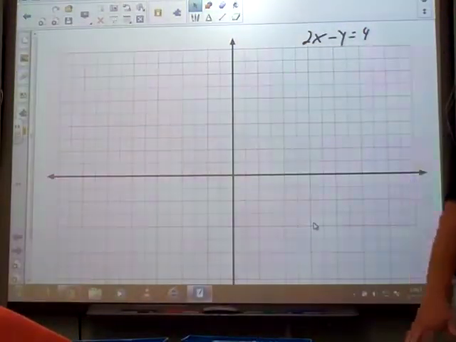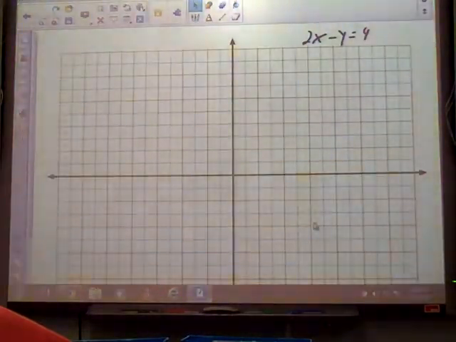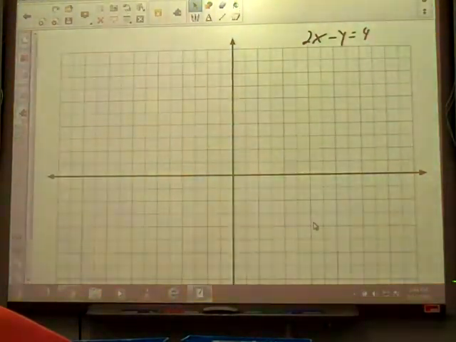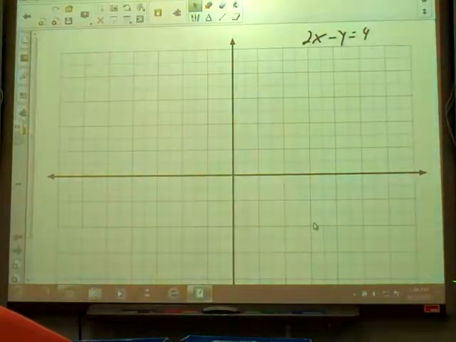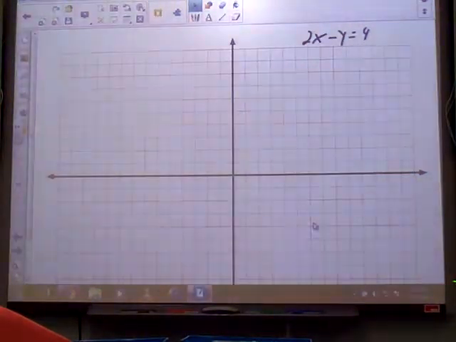This line's in standard form: Ax plus By equals C. Remember from Algebra 1, you had standard form, slope-intercept form, point-slope form, all those linear things. When it's in standard form, in my opinion, the easiest way to graph is to find the intercepts.